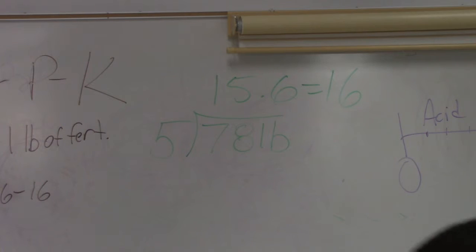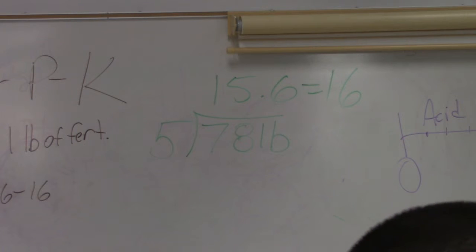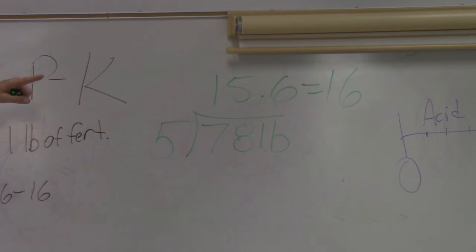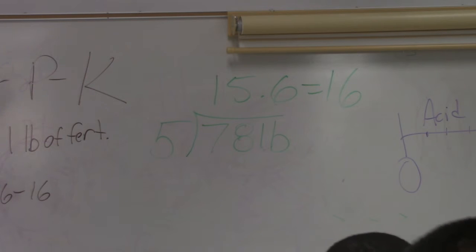So even if you don't understand it, write down the equation. You take that number that you're told to put out, and then you divide it by the pounds in each bag for each nutrient. Got it?